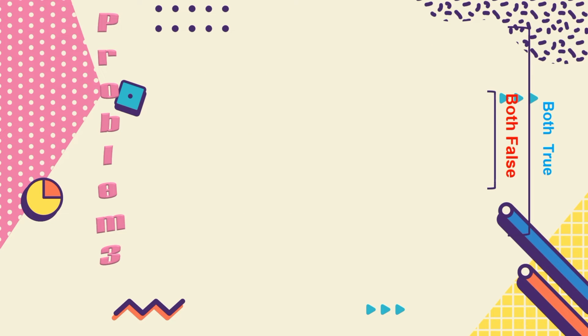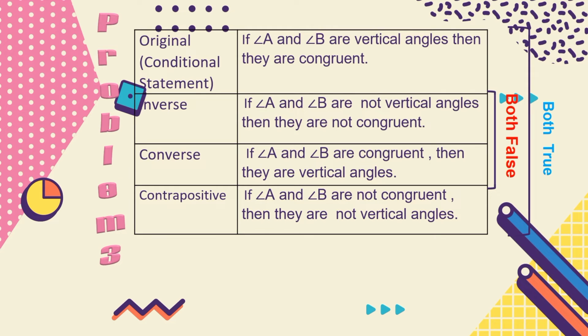Moving on to our third example, let us have this one. For our original or conditional statement, if angle A and angle B are vertical angles, then they are congruent. Now, for our inverse, if angle A and angle B are not vertical angles, then they are not congruent. Notice, for the inverse, we use the original or conditional statement, but we use the word not.